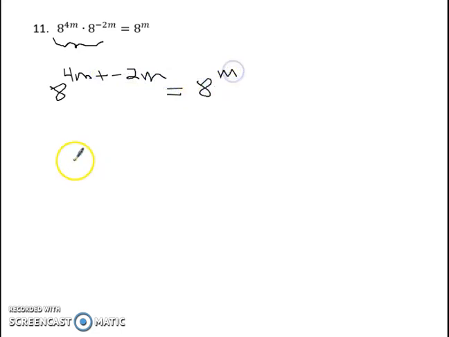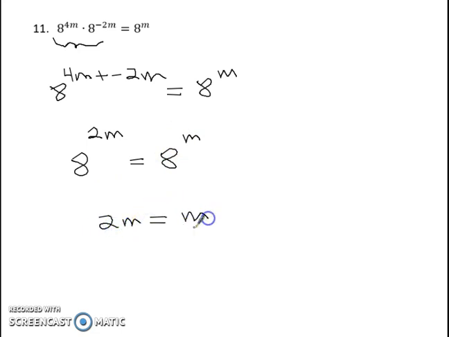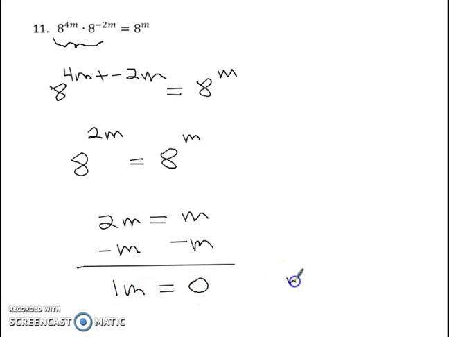And then from here, that gives me 8 to the 2m equals 8 to the m. And now I have my one-to-one rule, which says that these two exponents have to be equal to each other in order for this equation to be true. And so 2m equals m. And I solve for m by subtracting m from both sides. And I end up with 1m equals 0. Well, that's the same thing as just saying m equals 0. And m does equal 0. If you were to plug it in, you would see that the equation would ring true.